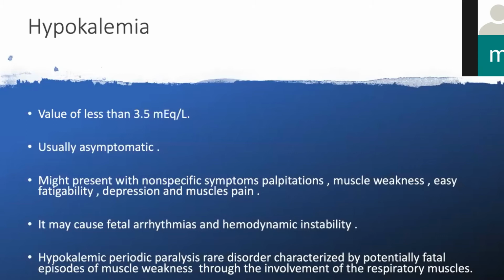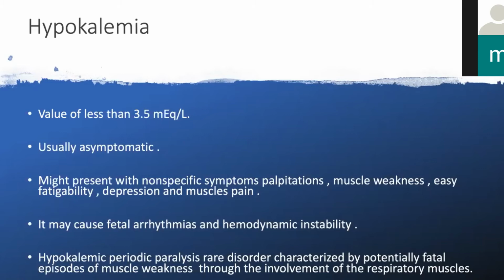So hypokalemia is defined as a potassium level less than 3.5. Usually, again, our patient will be asymptomatic. They might present with non-specific symptoms such as palpitation, muscle weakness, easy fatigability, depression, muscle pain. But again, it's non-specific except in the severe form, when the patient has respiratory paralysis, muscle weakness, and all this. It may cause fatal arrhythmias and hemodynamic instability.